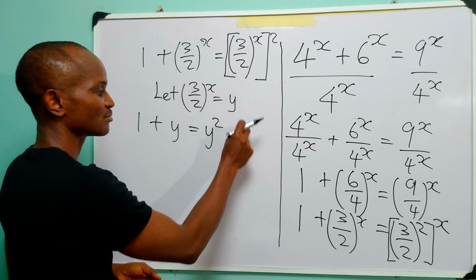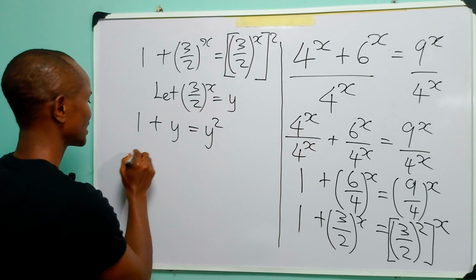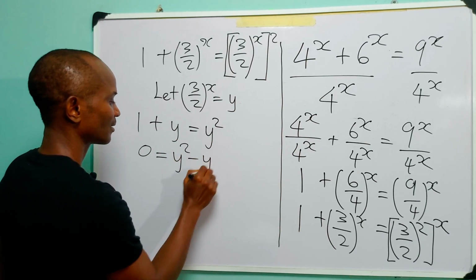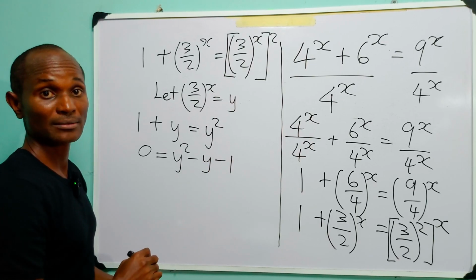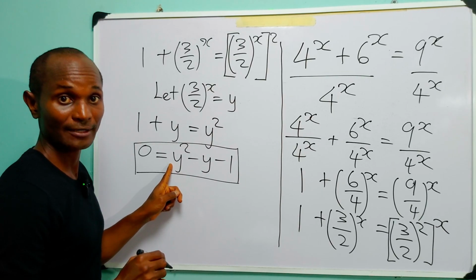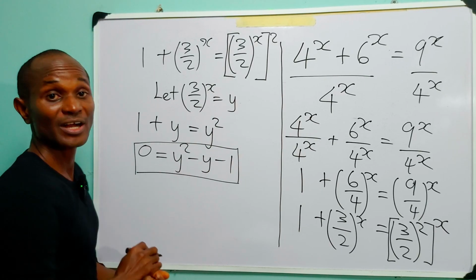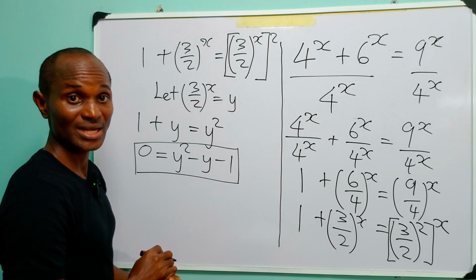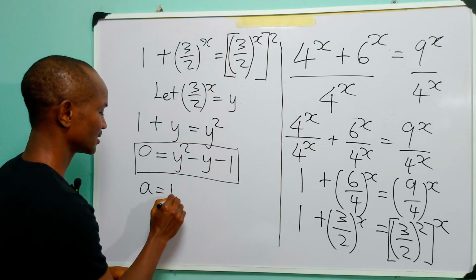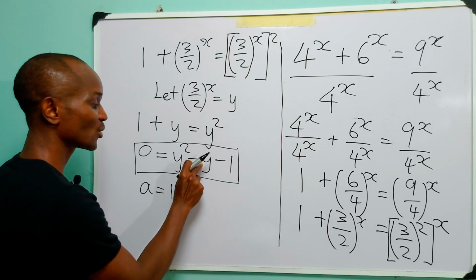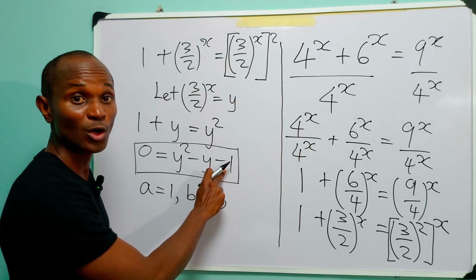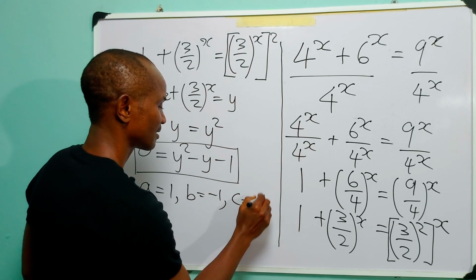So taking all the terms over to the right-hand side of this equation, we have that 0 is equal to y squared minus y minus 1. Now you can see that we have a quadratic equation in terms of y. So here, we cannot factorize this equation, but we can solve it using the quadratic formula. Here we have that a, which is the coefficient of y squared, is 1. We have that b, which is the coefficient of y, is minus 1. And we have that c, which is the constant term, is -1.